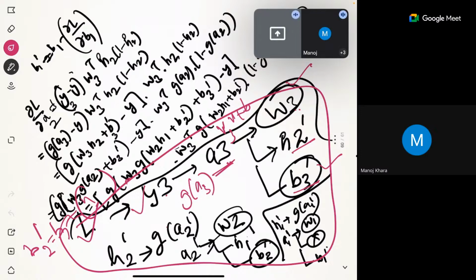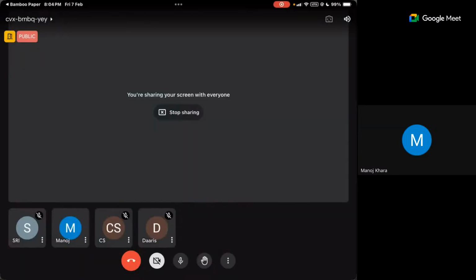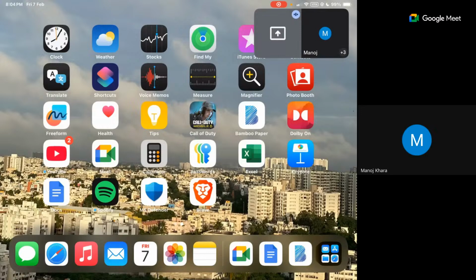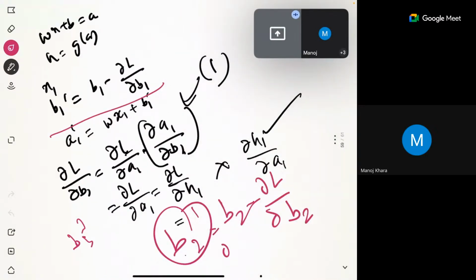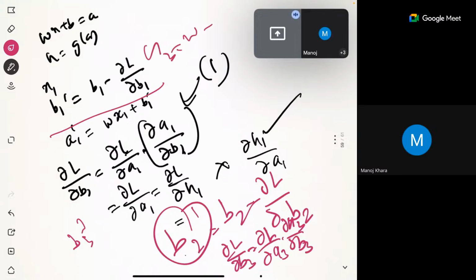Because del L by del B3 is same as del L by del A3. If you remember, you had told us that if I have to calculate, for example, del L by del B3, it is same as del L by del A3 into del A3 by del B3, and A3 is W something plus B3. So del A3 by del B3 is 1. So del L by del B3 is the same as this part, and del L by del A3 is same as y minus y hat.